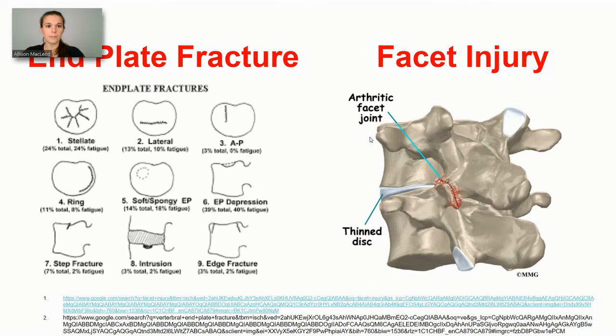So over here, we have a facet injury. You can get a facet injury almost the same way you can get an end plate fracture. But instead of the fracture occurring on the body of the spinal segment, it occurs where the facet articulates with the one below it. You can get a facet injury from a lot of compressive forces, but also from twisting. So twisting and compressive forces under load can cause a facet injury.